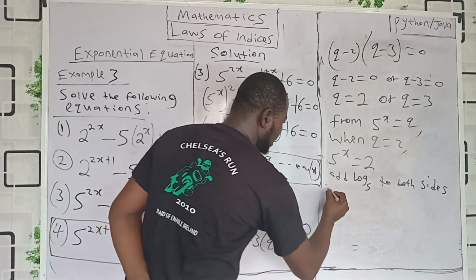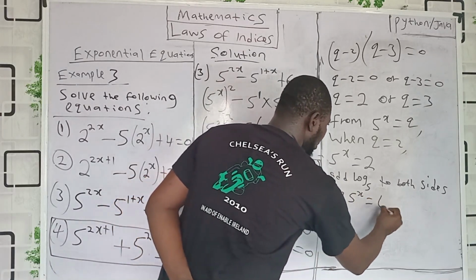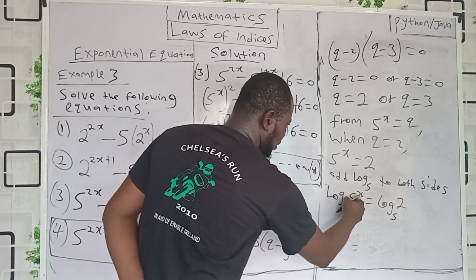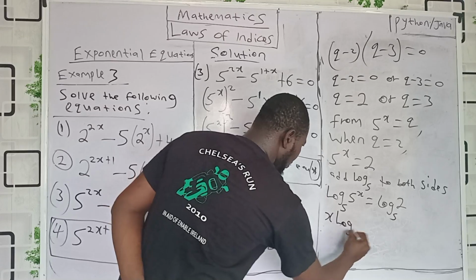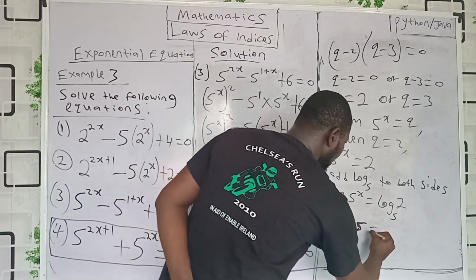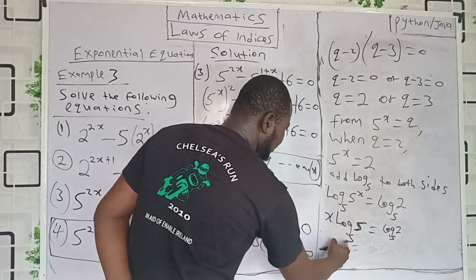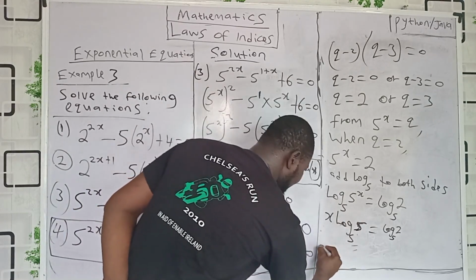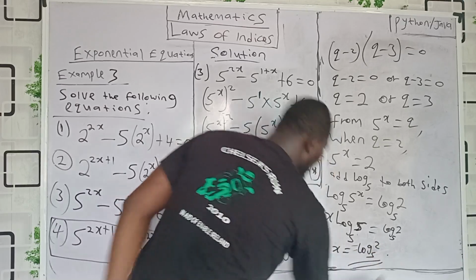So what are we going to have? Logarithm to base 5 of 5 raised to power x equal to logarithm of 2 to base 5. Now, one of the laws of logarithm is that when you have something like this, bring this x to the front. It will now become x multiplied by logarithm of 5 base 5, equal to logarithm of 2 base 5. And log of anything to the same base is 1. So log 5 base 5 is 1. 1 times x. Therefore, x is equal to log 2 base 5. That is the first result.